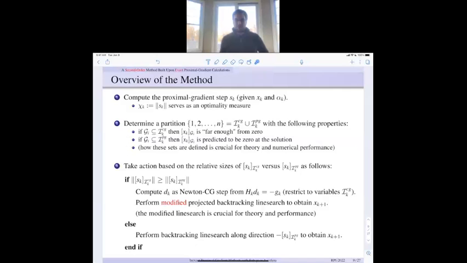Okay, but we're going to actually now modify things a little bit. The way we're going to modify things is by saying, okay, this is the step. This dk step, which we're predicting by approximately solving our Newton system, is potentially a good step to take. But we have to be careful, because we also know that we may be wrong, right? Our prediction of zero and non-zero variables may not always be right. It may be wrong early on.